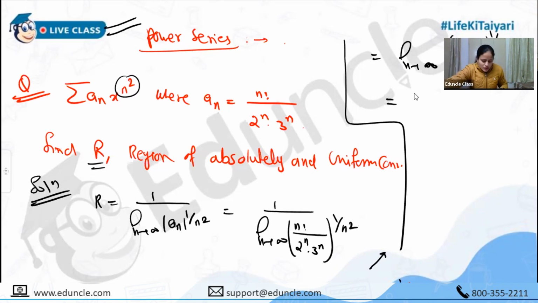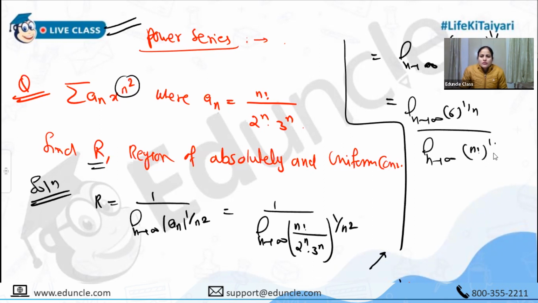So what will be the limit of the numerator? Limit n tending to infinity of 6 to the power 1 by n, and for the denominator, limit n tending to infinity of n factorial to the power 1 by n square. Clearly my numerator limit is 1. I need to find the denominator limit. How will we find this limit? In what way will we find this limit?